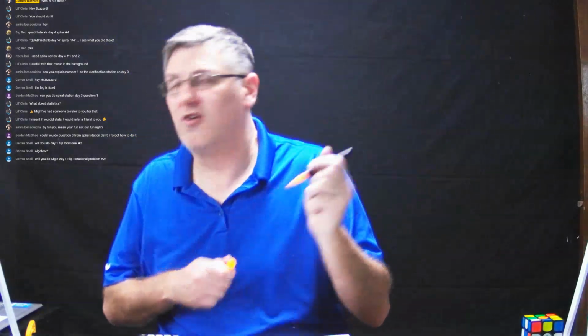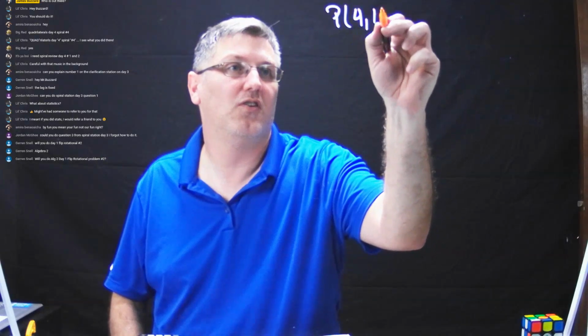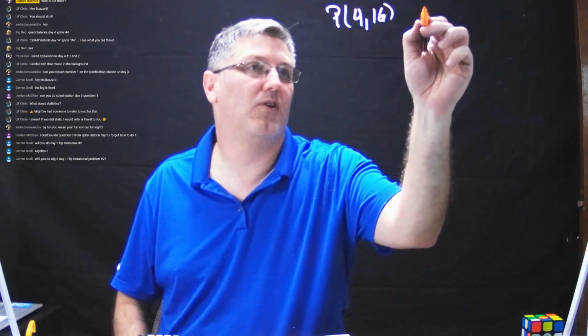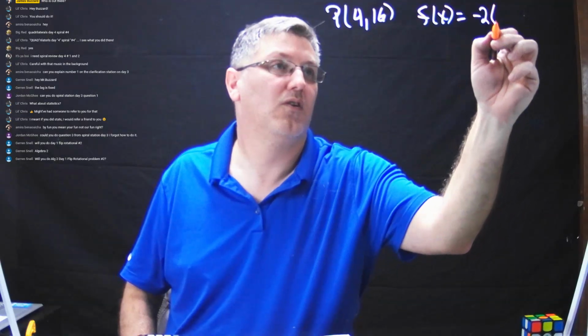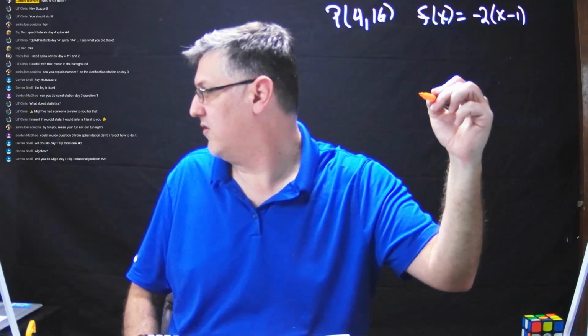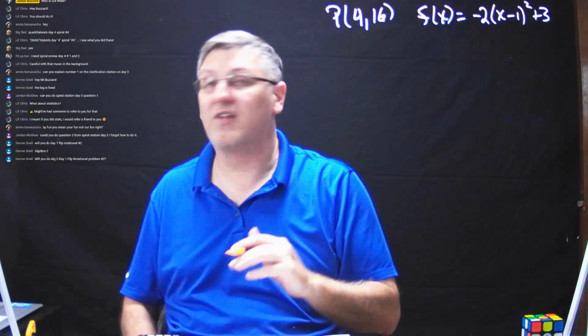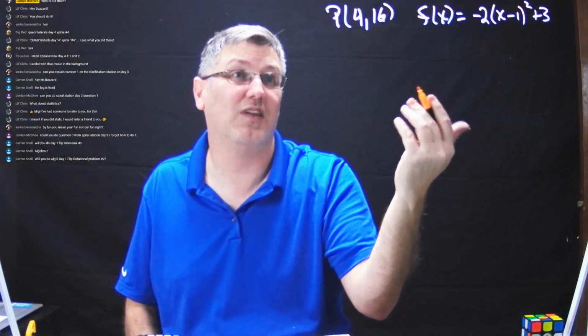So, point-to-point transformations. I forgot I put these on here. Okay, so I give you a point P, which is (4, 16). And then I give you a function, f of x equals negative 2 times (x minus 1) quantity squared plus 3. And I just basically asked you to go from P to P prime. That's geometry notation, the pre-image to the image.